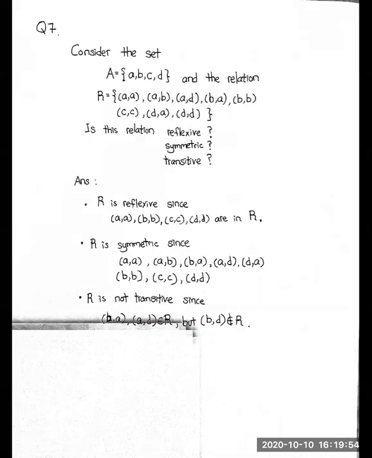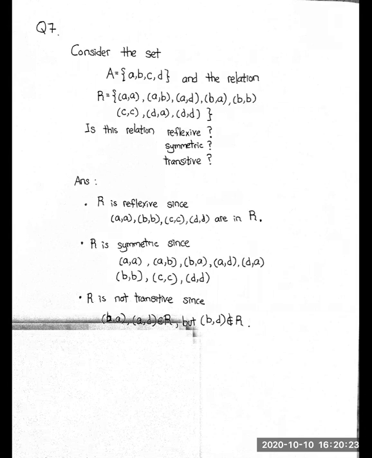Question 7. Now we suppose the set A is a collection of elements a, b, c, d, and the relation R is given as below. So we have (a,a), (a,b), (a,d), (b,a), (b,b), (c,c), (d,a), (d,d). Then the question: is this relation reflexive? It is reflexive because we can find (a,a). Every element relates to itself, right? So you have (a,a), (b,b), (c,c), (d,d), 4 elements.